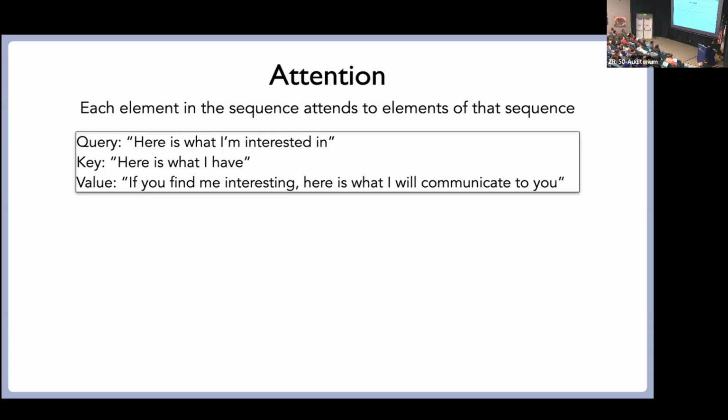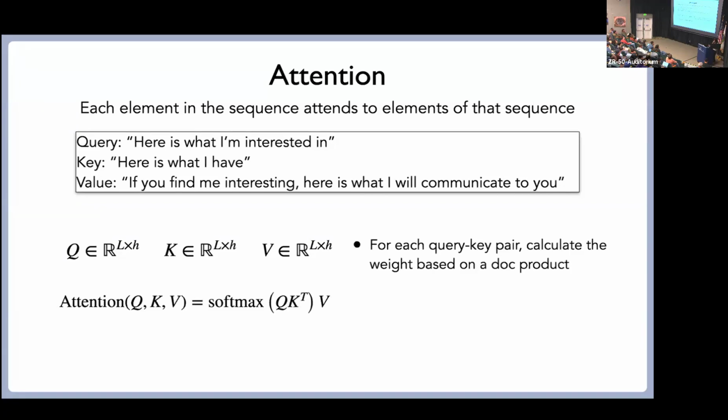More formally, what happens is as follows. Query, key, and value are all matrices of size L times H, where L is the length of the sequence, so the number of tokens in your input sequence, and H is the hidden dimension. Then you multiply Q and K, which means for every query-key pair, you calculate a weight based on a dot product. It indicates the similarity between the query and the key. If they are more similar, you'll get a higher score. If they're less similar, you'll get a lower score. And we use it to compute the weight.